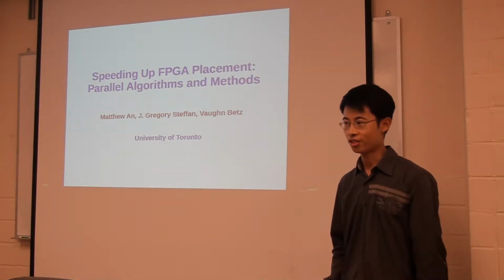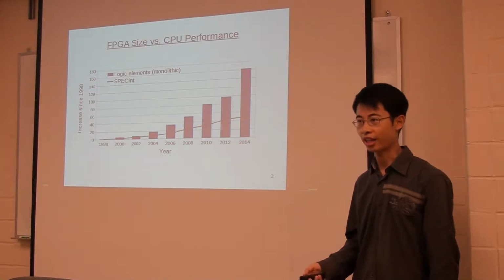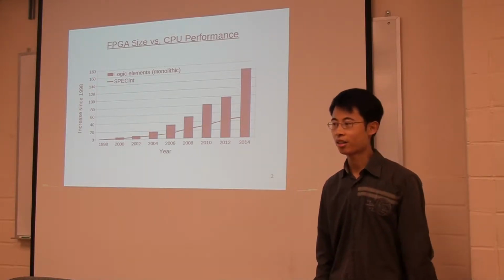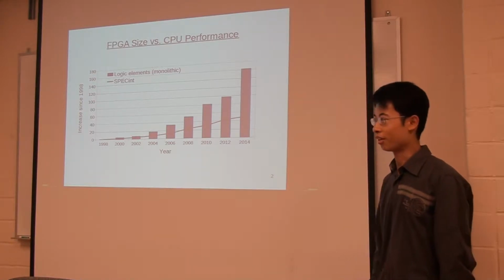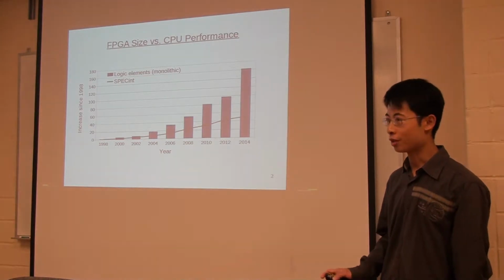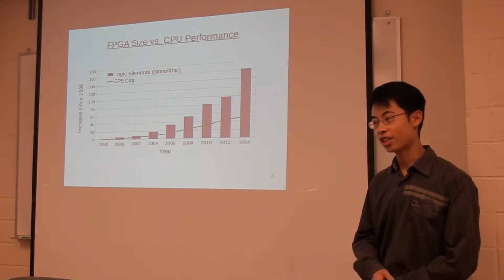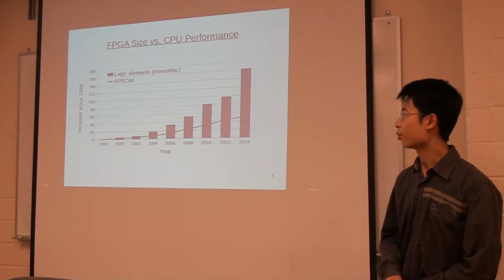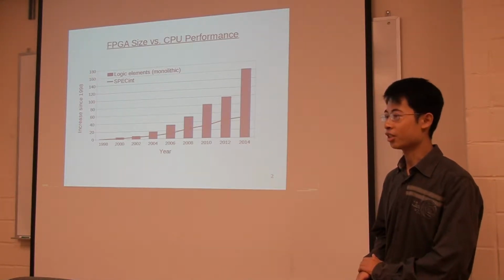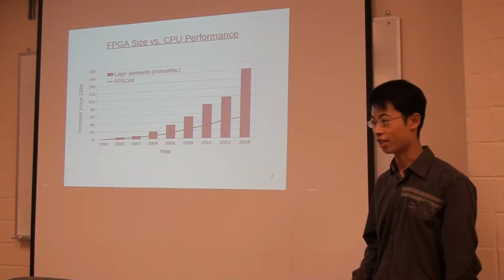As the title might suggest, the motivating question for this work is, why do we need parallel CAD for FPGAs? One way to answer the question is to compare single-core CPU performance with FPGA size over the years. On this graph, the line shows the best integer SPEC benchmark score over the years, which is a reasonable indication of CPU performance. And the bars show the size of the largest FPGA commercially available. We can see from this graph that CPU performance isn't keeping up with the growth in FPGA size.